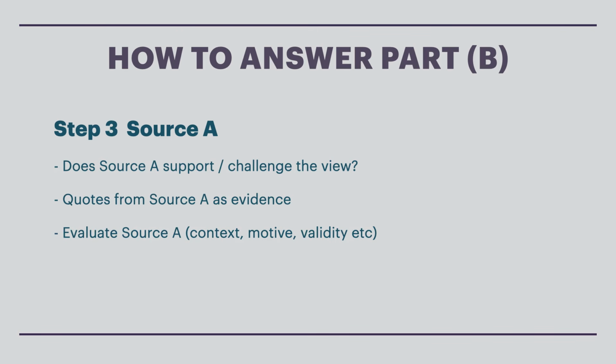Next is to start by assessing source A. Mention if source A supports or challenges the view. Remember to quote from source A to provide the evidence to support your findings. Before moving on to source B, you need to evaluate source A. Evaluating is to look at the context and the origin of the source, the validity, the motive of the writer in reference to the view asked in the question. Only after this, then you can move on to source B.